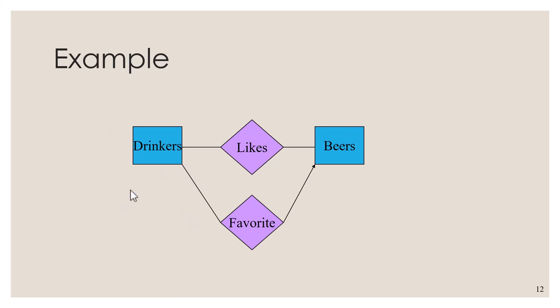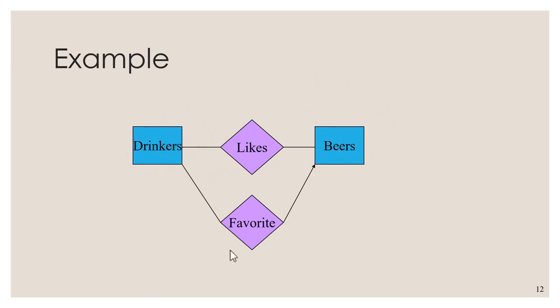We have two entity sets called drinkers and beers, and there are two relationships. Drinkers likes beers. Drinkers also has a favorite beer, right? So a drinker likes many beers, so there's no arrow going into it, right? Guinness is liked by many different drinkers, so there's no arrow, it's a many. So the likes relationship is going to be a many-to-many between the drinkers and the beers.